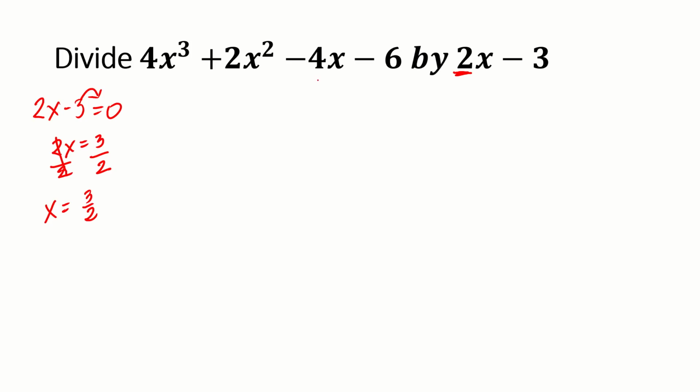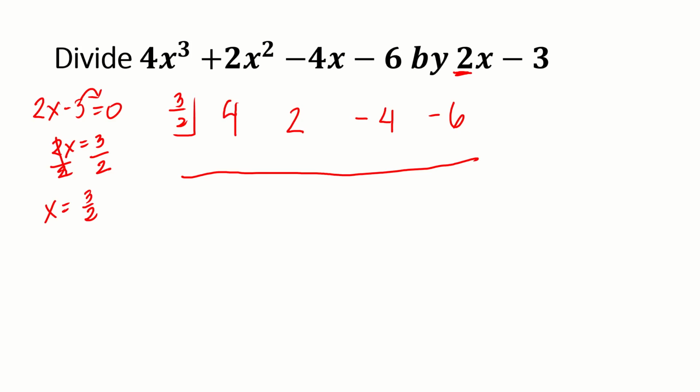Kompleto ba yung terms ng dividend? So nagsimula tayo ng x cubed, followed by x squared, x, and constant. So kompleto naman. So pwede tayong magsimula mag-divide. So we have 3 over 2 divided by, copy yung numerical coefficient. So 4, positive 2, negative 4, negative 6. So again po, divide muna, or bring down the first term. So sa synthetic division, bring down the first term, 4.